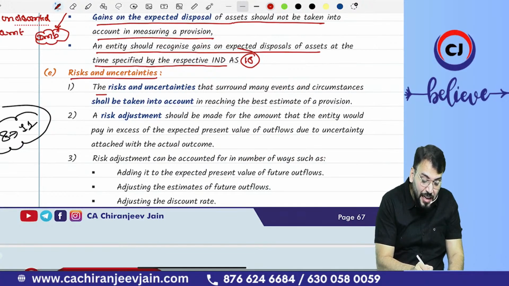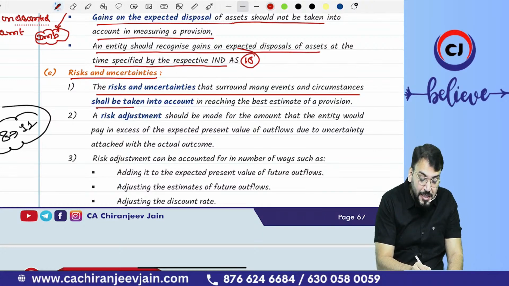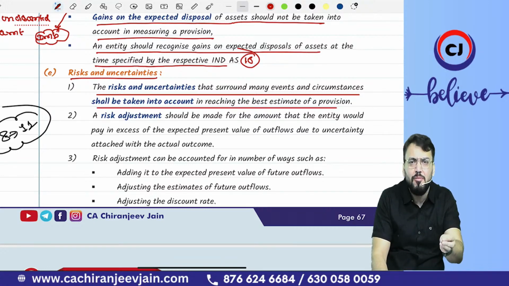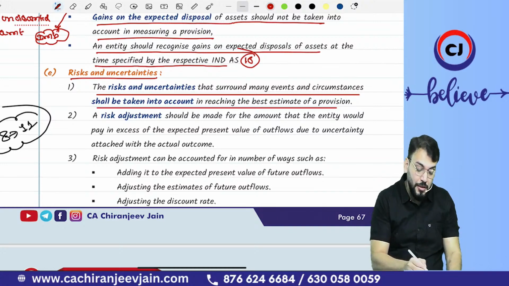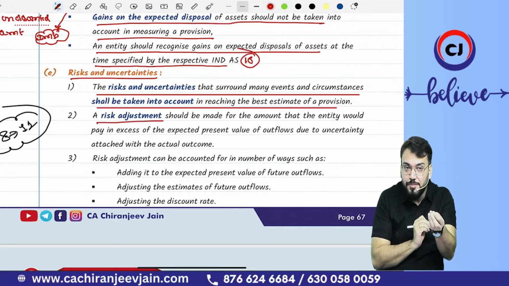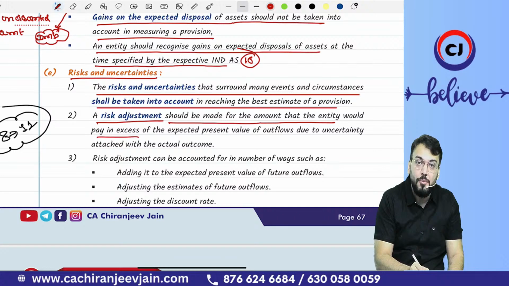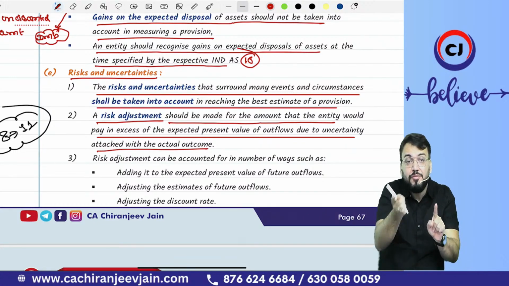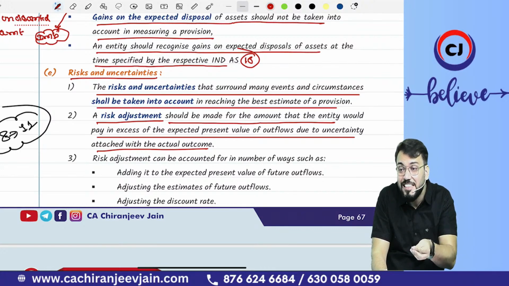So what are they saying? The risk and uncertainties that surround many events and circumstances shall be taken into account in reaching the best estimate of the provision. In simple words, risk and uncertainties should be considered for calculating the amount of provision. A risk adjustment should be made for the amount that an entity would pay in excess of the expected present value of outflow due to uncertainty attached to the actual outcome. It means the actual outcome can be different from the expected outcome, and because of that uncertainty we need to do some risk adjustment.